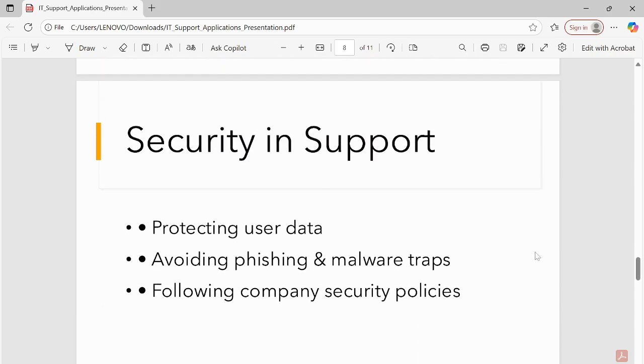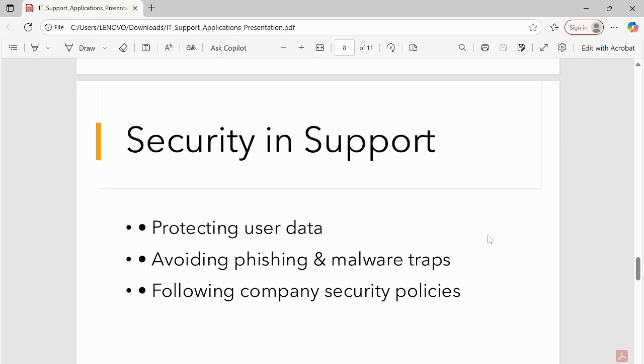Third one I can show you is security in support. Okay, so you also have to keep this in mind. Nowadays we keep hearing that phishing or malware traps are going on. So you should be aware that there should be no leakage of data. This is the responsibility to protect user data, avoiding phishing and malware traps, and the company security policy, you have to follow it clearly.